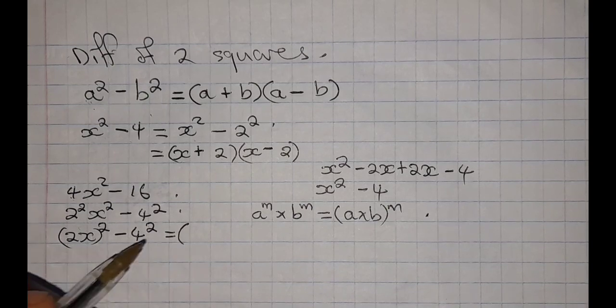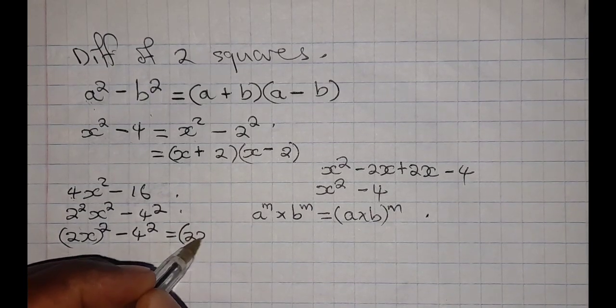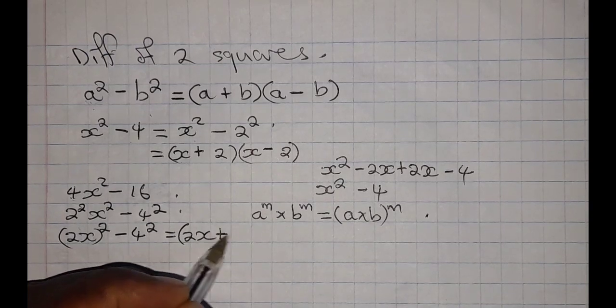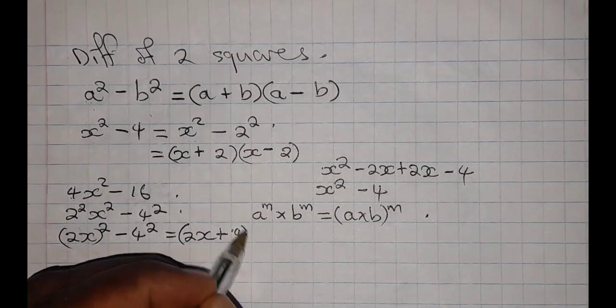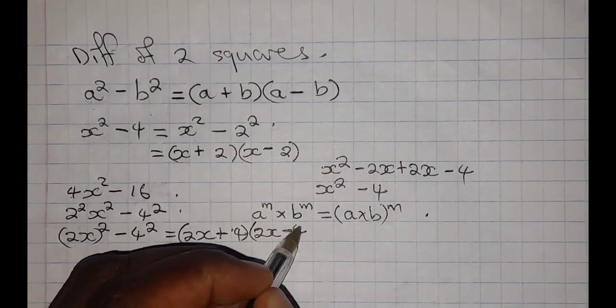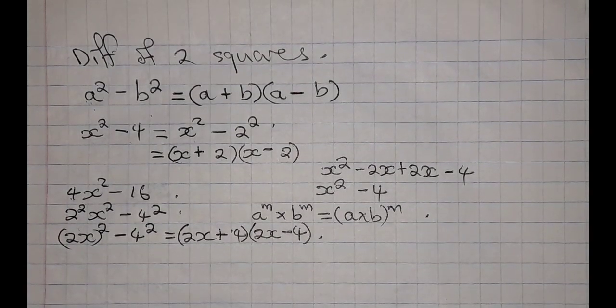Now when we factorize this, this is going to be (2x plus 4)(2x minus 4). This is how we factorize this one.